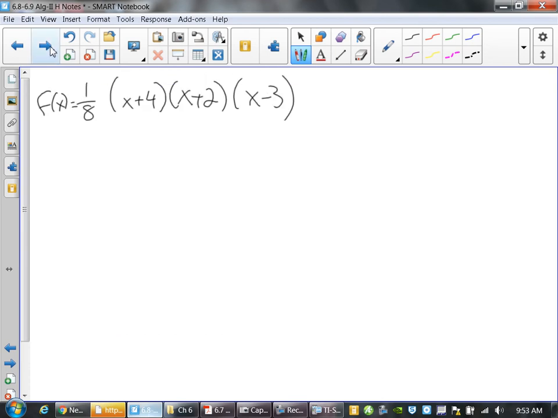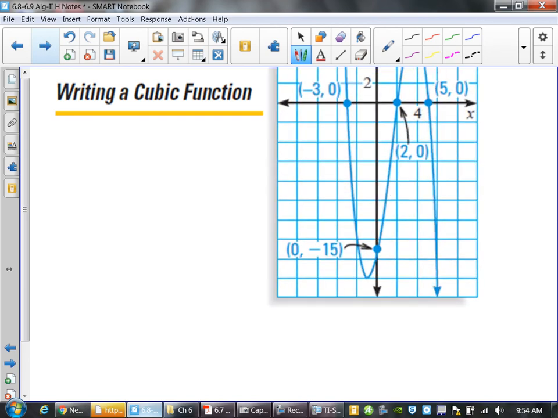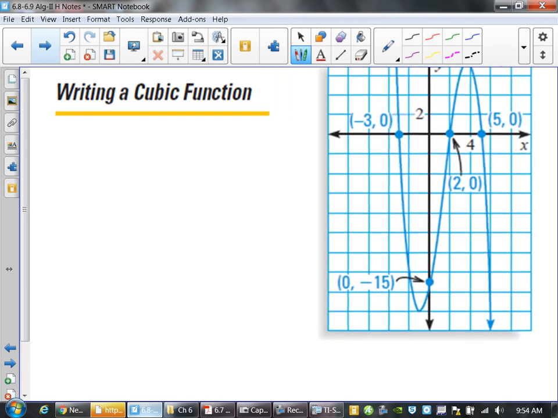All right, well, let's go into writing the cubic function then. This is part of 6.9. We're actually going to go back to 6.8 and 6.9 later on in the semester when we circle back to do a bunch of this modeling stuff. But I want to do a couple parts of it now because it fits really well into what we're working on. Sometimes you're going to be given just ordered pairs or zeros, and you're going to have to write the cubic.